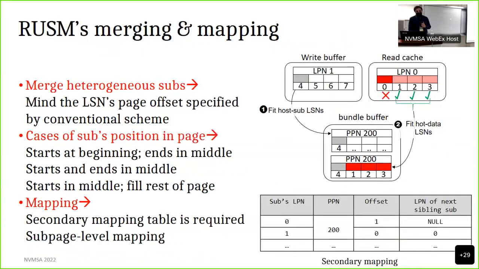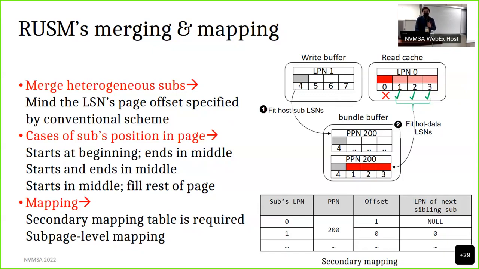Now we talk about how we merge and map the data with RUSM. Actually, the situation is different because now we are mixing heterogeneous data inside one page. So in order to do that efficiently, we need to merge subs, one from the write buffer, which comes from the host, and one from the read cache, which is the hot data, avoiding mixing those subs that have conflicting offsets calculated by the conventional scheme. And we need to do that because we also need to avoid the sector level mapping. Otherwise, the overhead will be too huge.